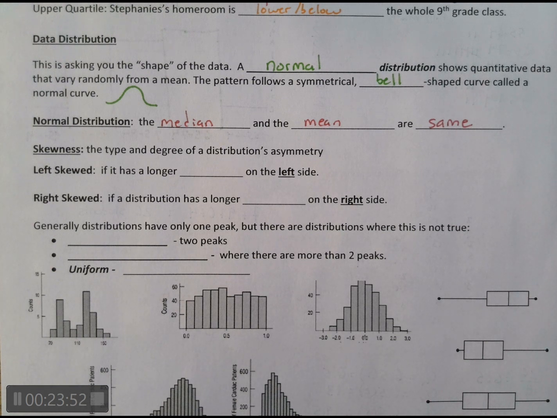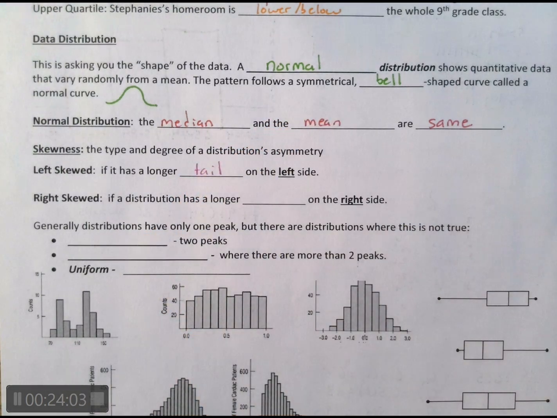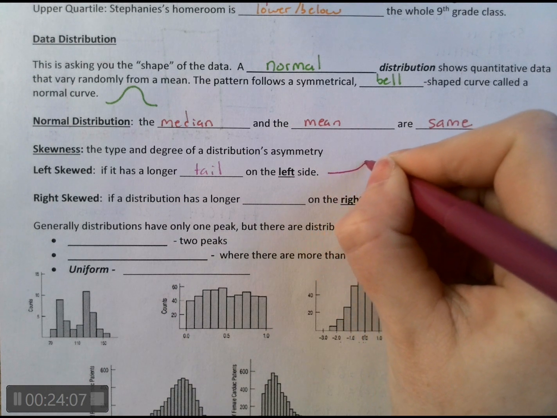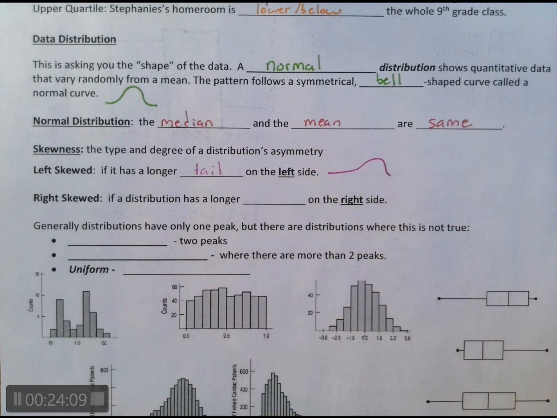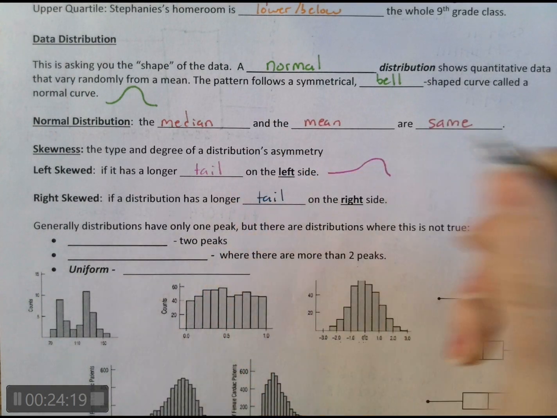The skewness is the type and degree of distribution's asymmetry. So if it is left skewed, it has a longer tail on the left side, meaning it could look something like this. Okay? And right skewed means that it has a longer tail on the right side.